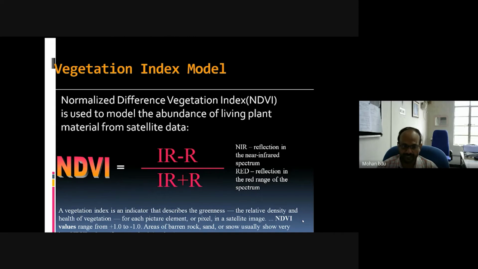And based on these reflections, we can have values ranging from +1 to -1. If the value is positive, then it represents that the vegetation is very healthy and very green, whereas 0.1 or less shows very low values, and in fact there is no good healthy vegetation in the area.